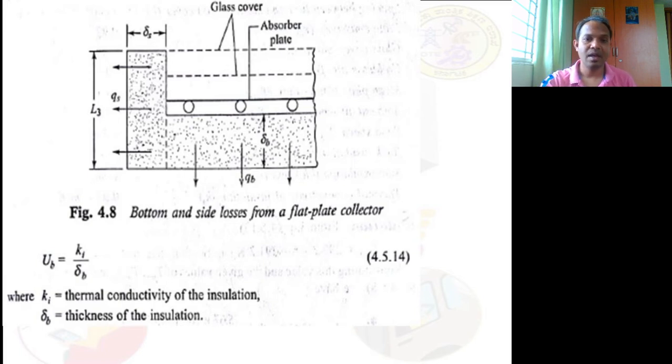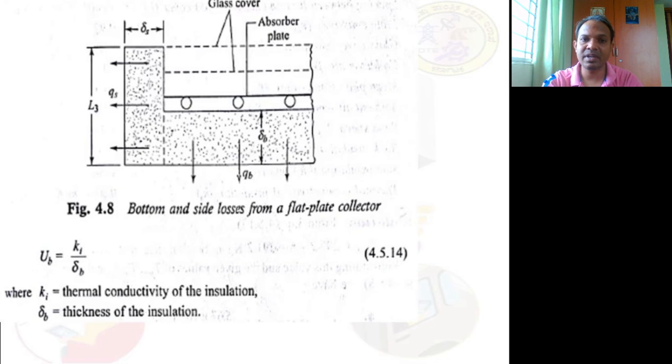Is it clear? Now, if you consider this, Qs is the amount of heat lost through the side walls, and Qb is the amount of heat lost through the bottom portion of the collector. Now, these two are the collector glass covers and absorber plate.